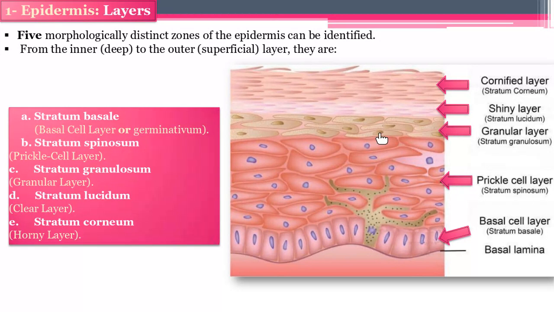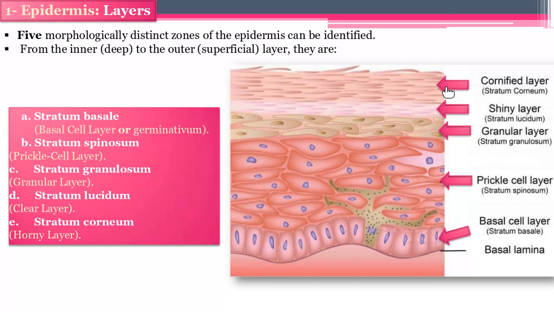The third layer, that is around 2 to 3 cell layers thick, is called the stratum granulosum. Why? Because keratohyaline granules are present in these cells. So due to the presence of keratohyaline granules, this layer is called the stratum granulosum. This is the third layer starting from the base. The fourth layer is the shiny layer. Here you can see it is a clear layer, called the stratum lucidum. And the topmost layer is called the stratum corneum.